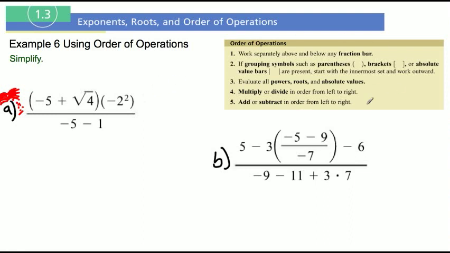So here are the rules for the order of operations. Now that we have fraction bars, you want to work separately above and below any fraction bar. We'll treat the numerator as its own problem, and the denominator as its own problem, and then at the very end we'll divide them. If grouping symbols such as parentheses, brackets, or absolute values are present, start with the innermost set and work outwards, as I demonstrated in example number 5. And then of course you do the regular PEMDAS.